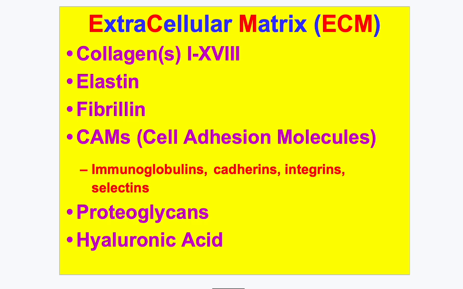Okay? Your extracellular matrix, no? You have your collagen 1. Meron yung listahan mamaya, no? Then you have your ECM or extracellular matrix, no? Made of collagen, elastin, fibrillin, your CAMs, your cell adhesion molecules. No, you have your immunoglobulins, cadherins, integrins, selectins, your proteoglycans, and your hyaluronic acid. Okay, there are 18 types of collagen, no? In which your type 1 is actually the most common.